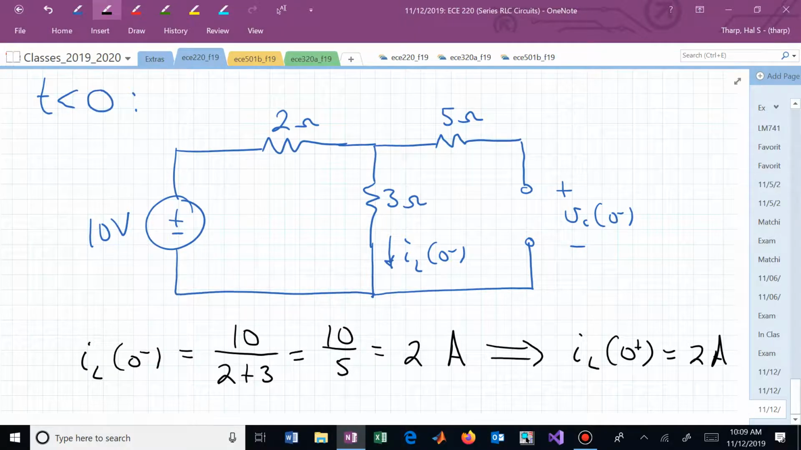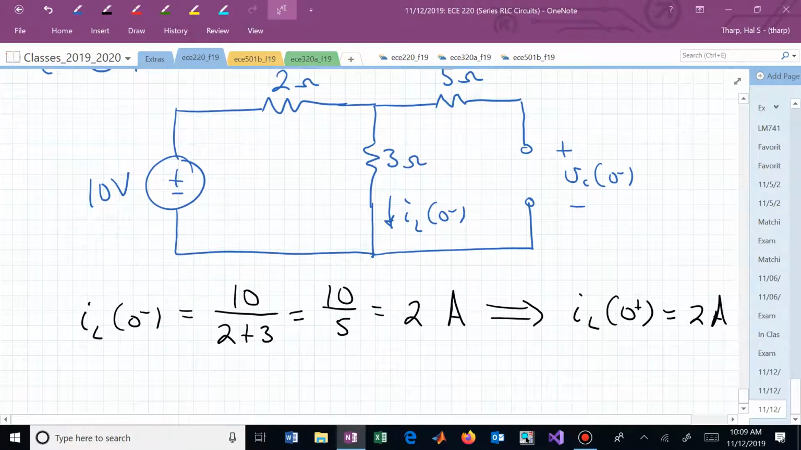What about V sub C of 0 minus? It was 10 last time. Is it 10 now? Somebody thinks I can see 30 feet. But yes, your hand signals, I think I'm reading correctly. How do we find V sub C of 0 minus?